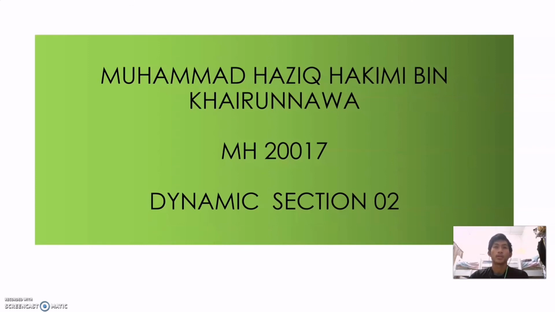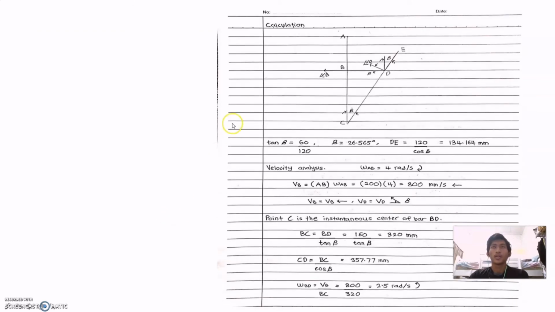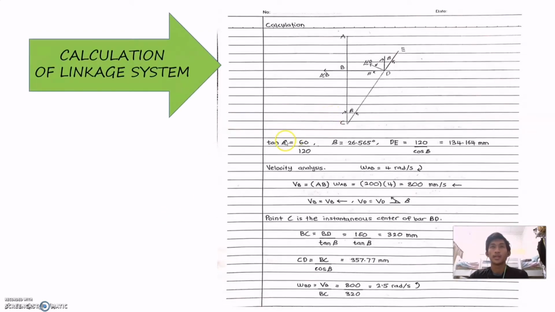I will explain about the calculation. This is the calculation of linkage system. Tangent beta equals 60 over 120. Beta equals 26.565 degrees. And length of DE, 120 over cos beta, equals 134.164 millimeters.